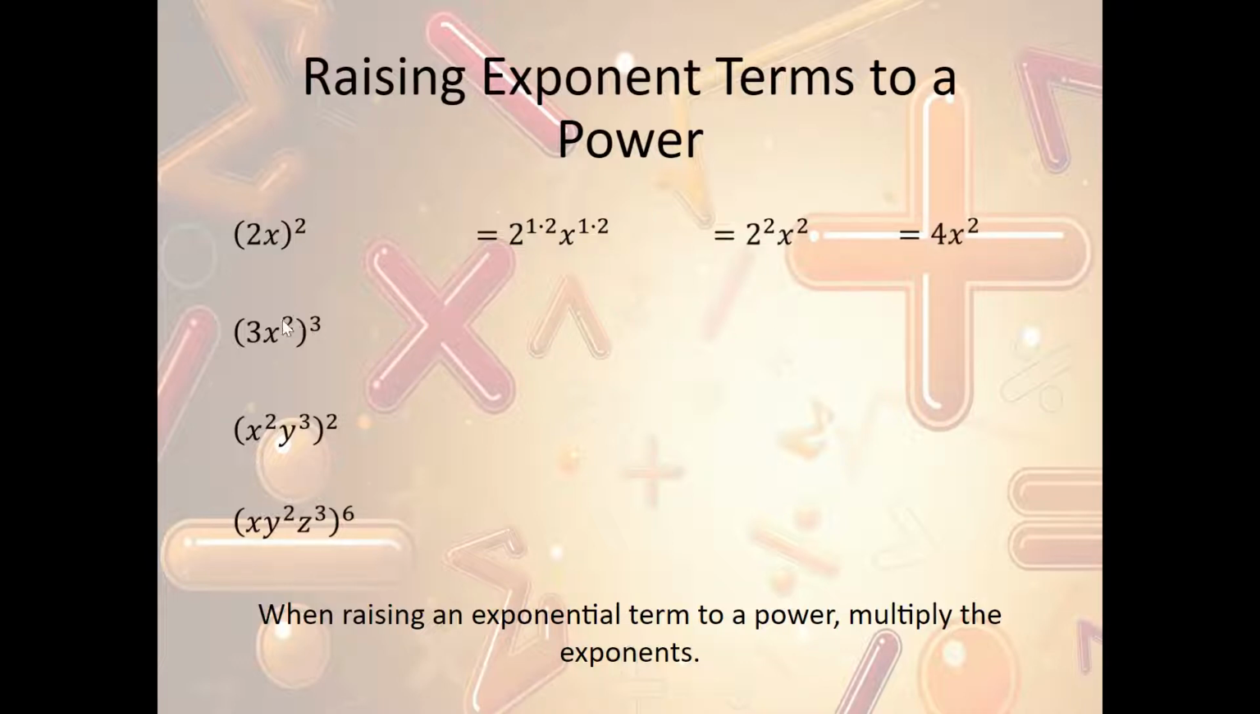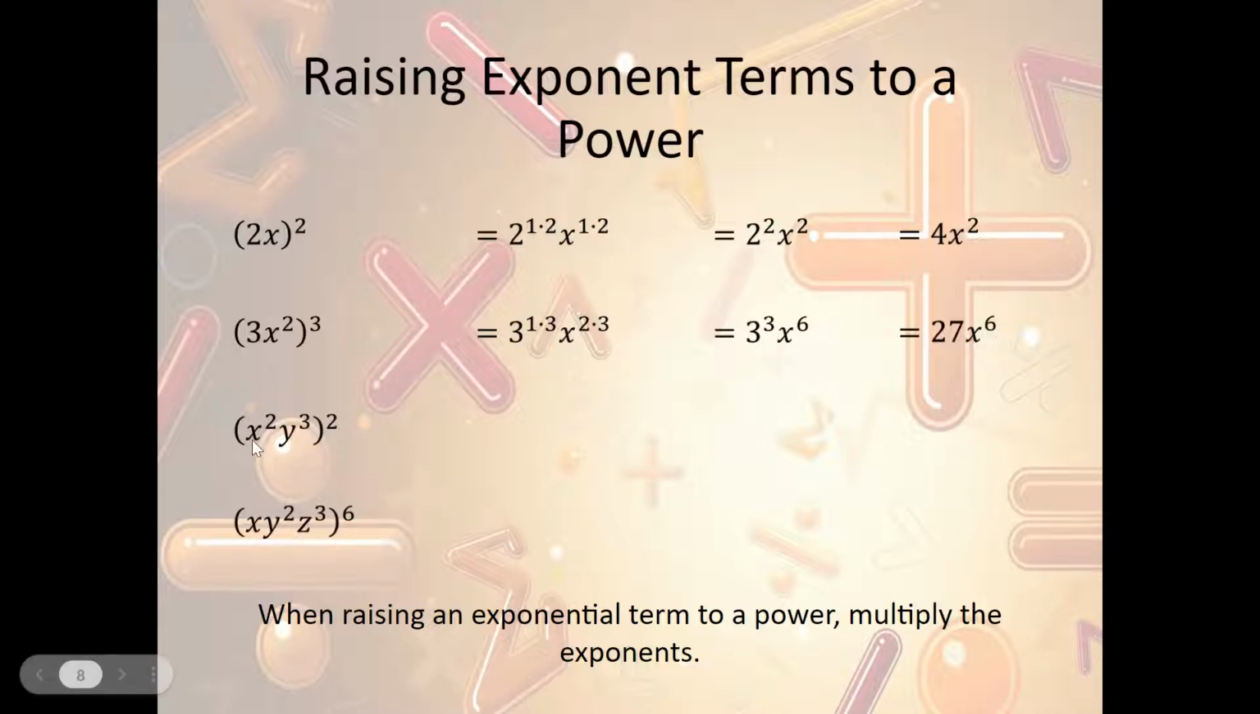Now let's look at this one. Again, same thing. This is 3 to the first and x squared. So we're going to multiply each of those by the power out here, which is 3. So we got 3 to the first times 3, and x to the second times 3. Well, we know that 3 to the first times 3 is 3 cubed, and 2 times 3 is 6. So we got 3 cubed times x to the sixth, and 3 cubed is 27. So it's 27x to the sixth.